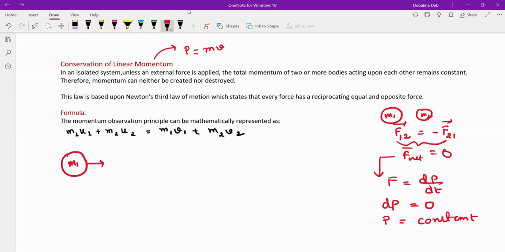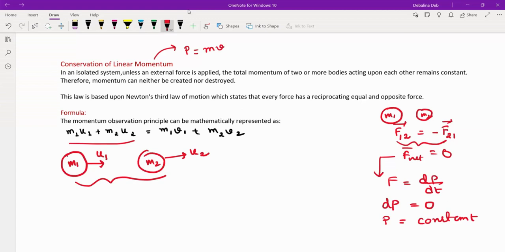इसी चीज को समझने के लिए let us consider two balls, one of mass m1 which is moving with velocity u1 and another mass m2 which is moving with velocity u2. So the initial momentum of the entire system is m1 u1 plus m2 u2. That means the left hand side of the equation.